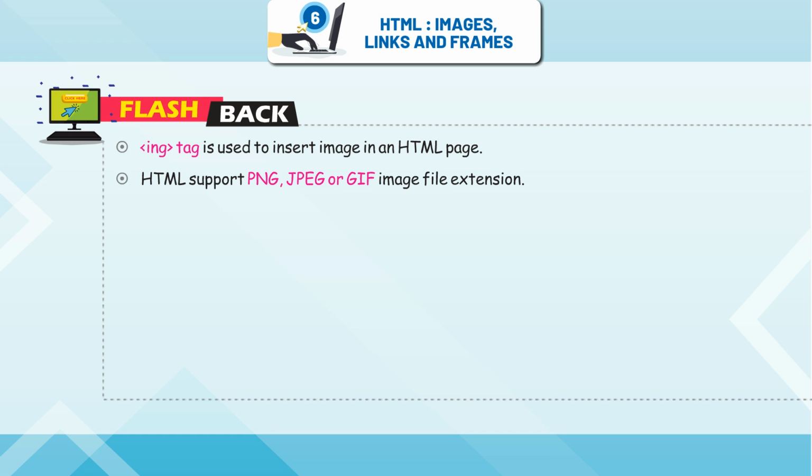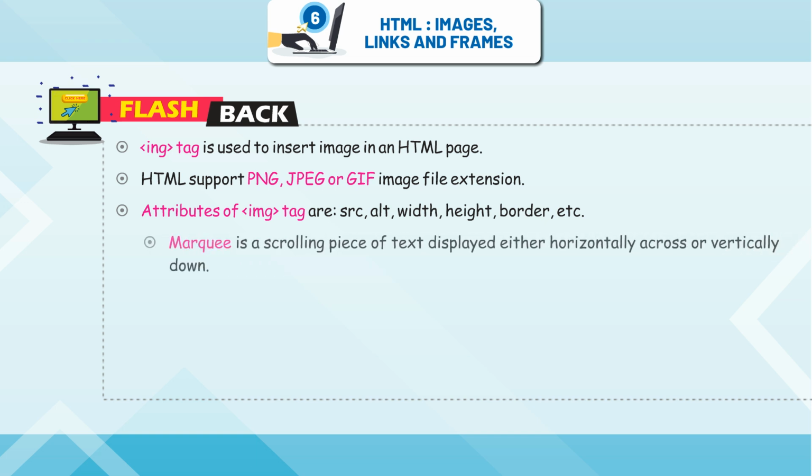Flashback. The img tag is used to insert an image in an HTML page. HTML supports PNG, JPEG or GIF image file extensions. Attributes of the image tag are src, alt, width, height, border, etc.